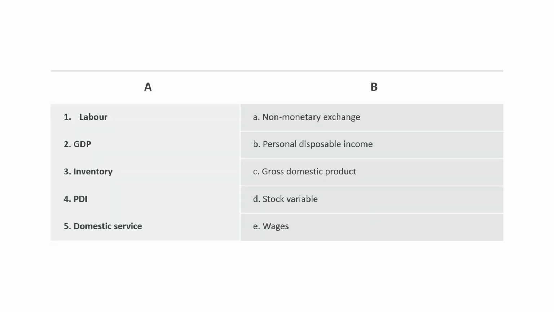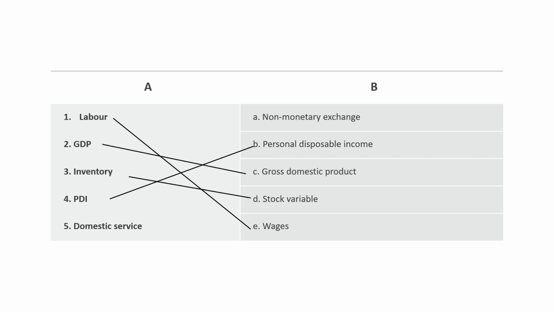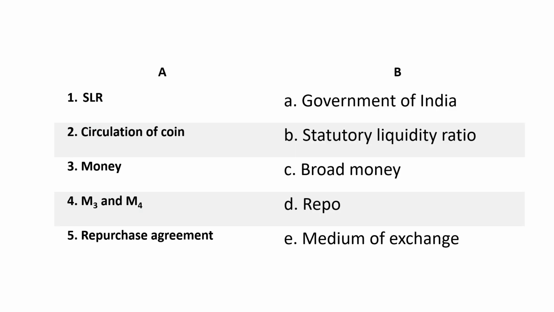Now let us discuss this one. Labor, for labor we know reward will be wages. GDP, expansion, gross domestic product. Inventory, it is a stock variable. PDI, personal disposable income. Domestic service, it is non-monetary exchange as it is not included in GDP. This is the expansion for SLR. It is statutory liquidity ratio. Circulation of coins by Government of India.